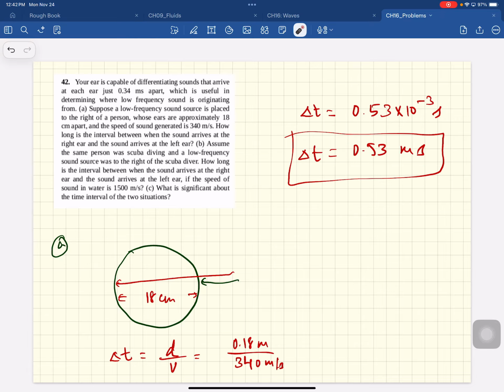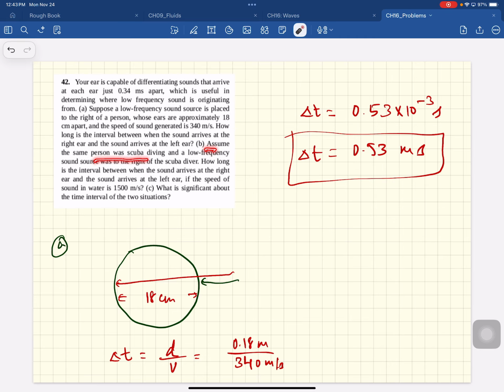So as long as the speed of sound is that, which is the speed of sound in air, you can easily tell the direction of the source. Now, if you increase the speed of the sound in a medium, for instance in water, the speed of sound is 5 times greater, this time difference would become 5 times less, which would become 0.1 milliseconds. So underwater you couldn't tell where the sound is coming from. So that's what part B is.